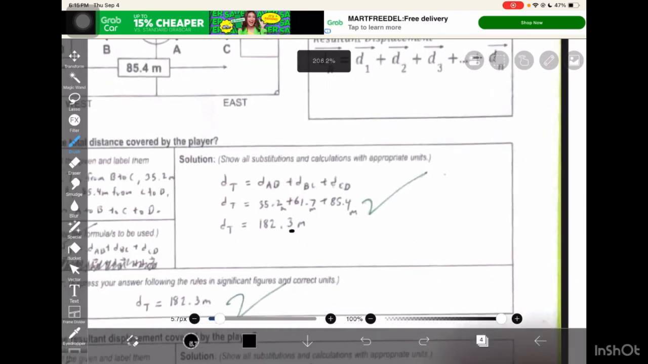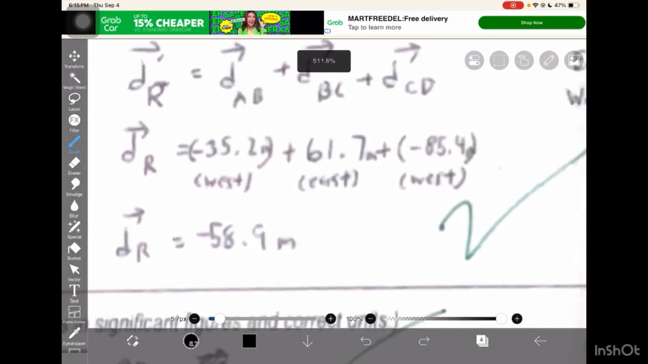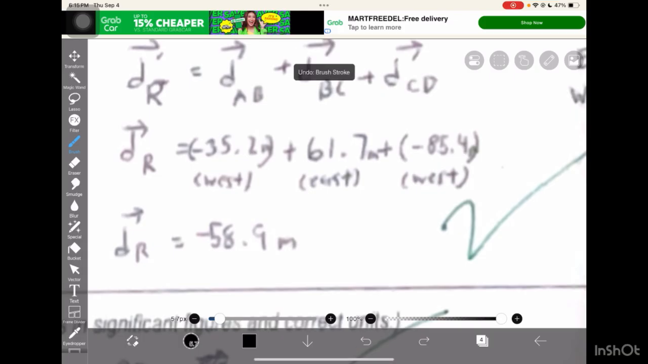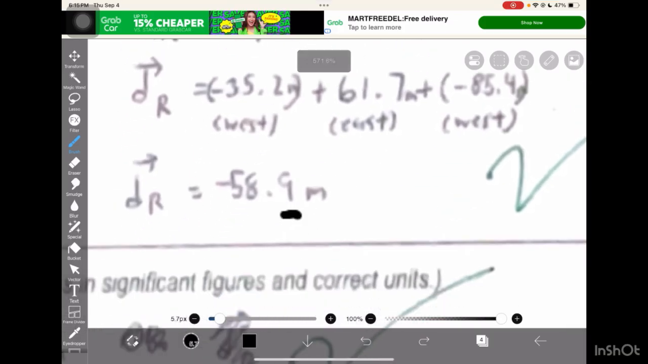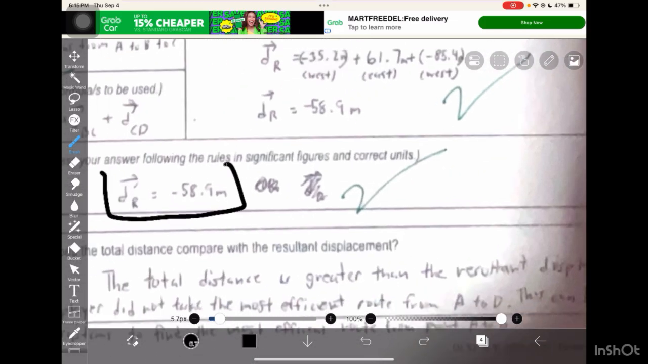When you click the equal sign in the calculator, you should have a negative answer. Negative 58.9 meters. Once again, for significant figures, we have 1 decimal point over here and we're just adding. So we keep it as it is, 1 decimal point. Final answer, negative 58.9 meters.